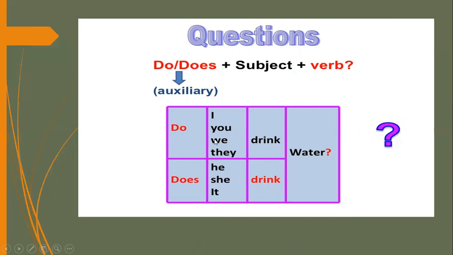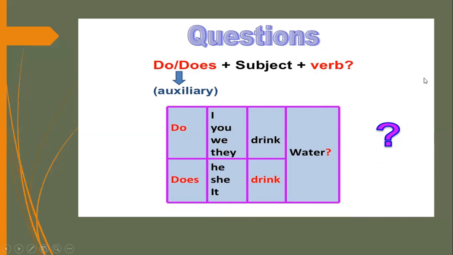If the subject is plural like you, we, they, I, we use do plus the subject plus the base form of the verb. If the subject is singular like he, she, it, we use does plus the subject plus the base form of the verb, and then you are going to end your sentence with a question mark. Don't forget to use the infinitive form after does and doesn't.